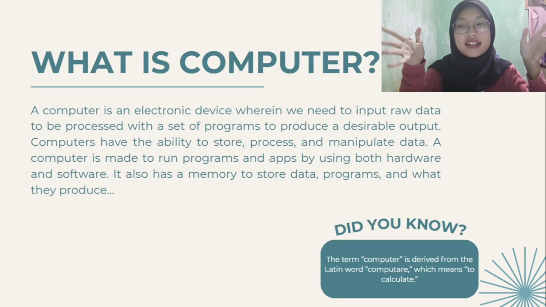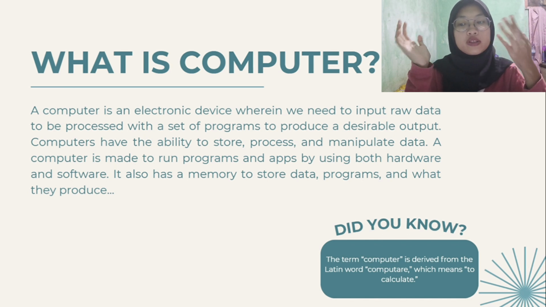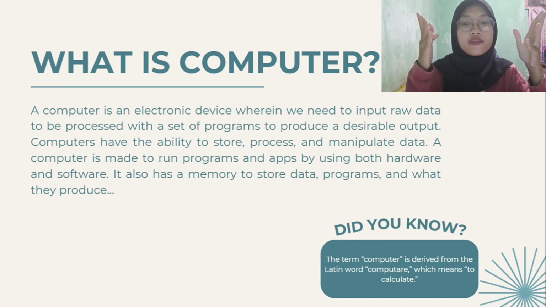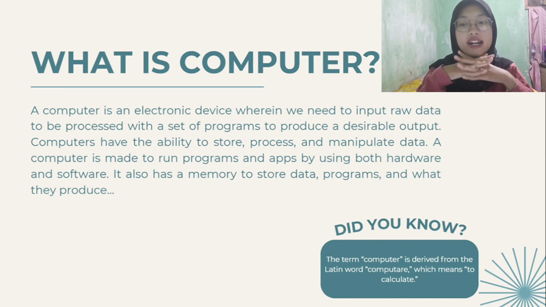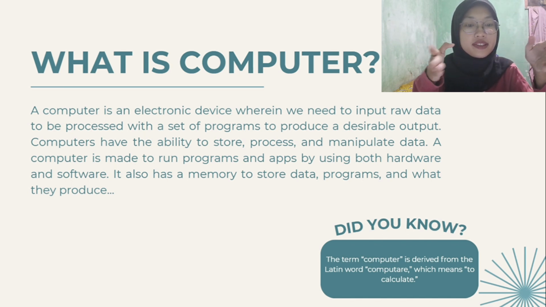What is a computer? A computer is an electronic device where we input raw data to be processed with a set of programs to produce a desirable output. Computers have the ability to store, process, and manipulate data. And did you know the term computer is derived from the Latin word computare, which means to calculate.